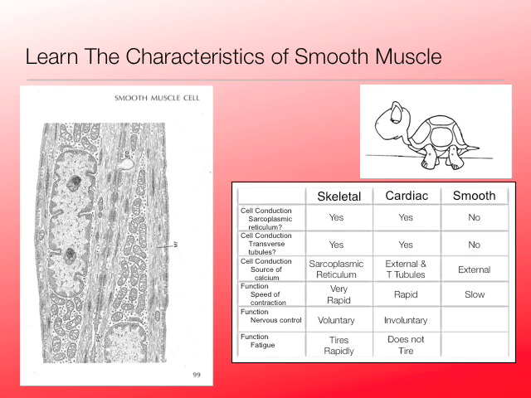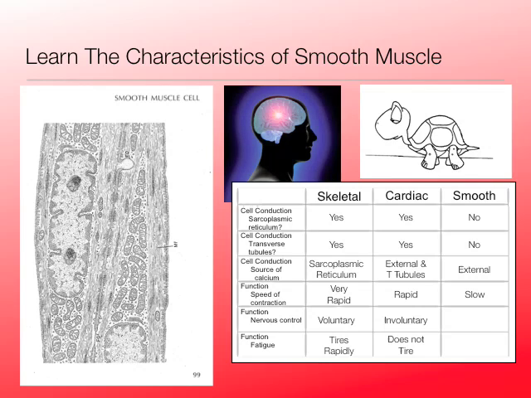Nerve control, voluntary or involuntary? Involuntary. I don't have anything to say about this. There are parts of my brain that help control this, but it's not something I can pay any attention to. What about fatigue? Does this muscle fatigue? Ask a woman who's having a child if her womb is getting tired. She's getting tired, but the womb just keeps going on and on, the smooth muscle just keeps grinding away.